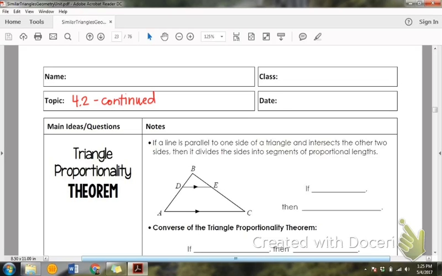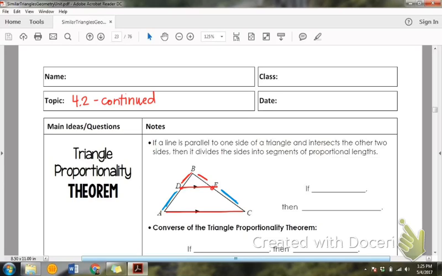The triangle proportionality theorem, that's big words, that just says if one line is parallel to one side of the triangle, and it intersects the other two sides, so this line DE is intersecting over here and over here. It's not necessarily going through the middle, but it's touching either side. Then it divides the sides into segments of proportional lengths, which means this side is proportional to this side, and this side is proportional to this side.